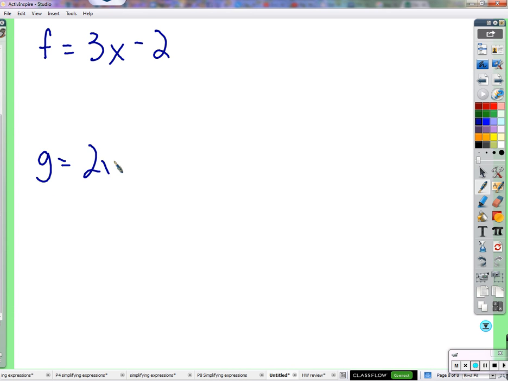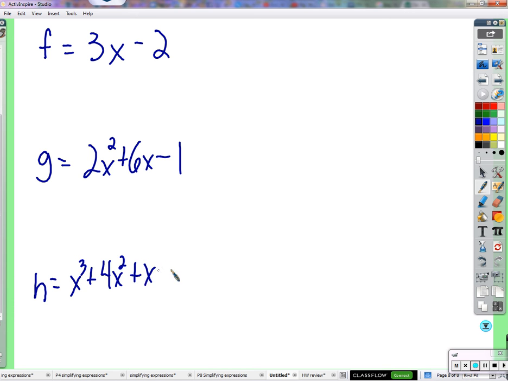This one's going to be 2x squared plus 6x minus 1. Let's call this one h. That's going to be x cubed. You should be writing these down as I write these down.